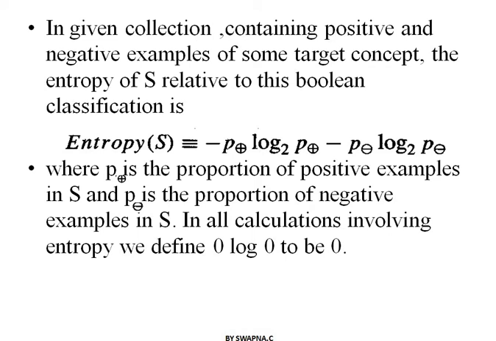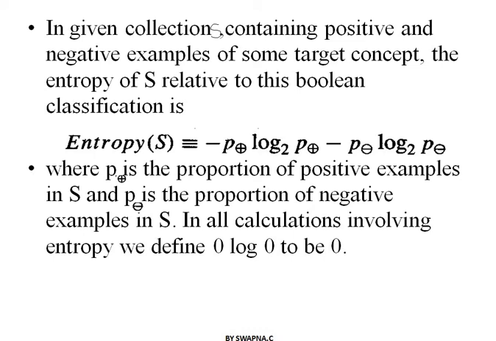Given a collection represented by S, containing positive and negative examples of some target concept, the entropy of S is relative to this Boolean classification. Here we are considering only Boolean classification, which means the instances have Boolean values, 1 or 0. So the collection generally contains positive and negative training examples of the target concept, and we need to differentiate them and classify the given instances easily.